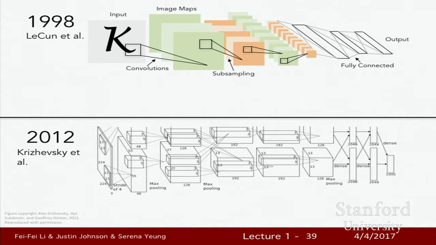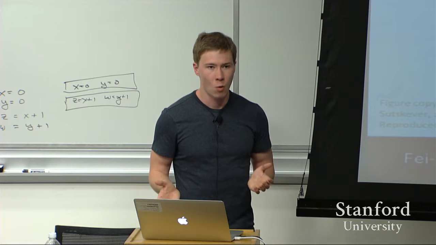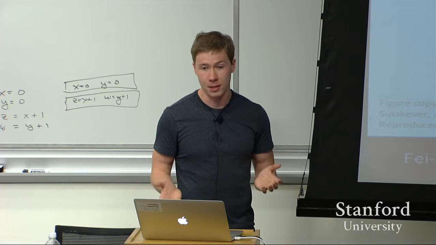But if you just look at these two pictures, they look pretty similar. And this architecture in 2012 has a lot of architectural similarities shared with this network going back to the 90s. So the question you might ask is, okay, if these algorithms were around since the 90s, why have they only suddenly become popular in the last couple of years?